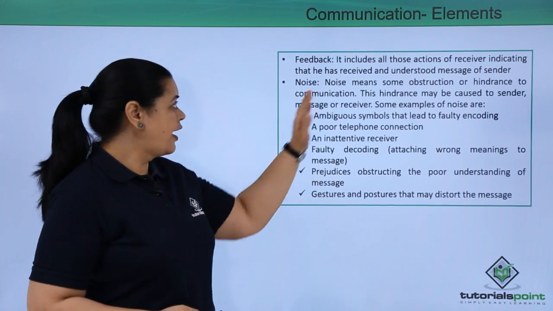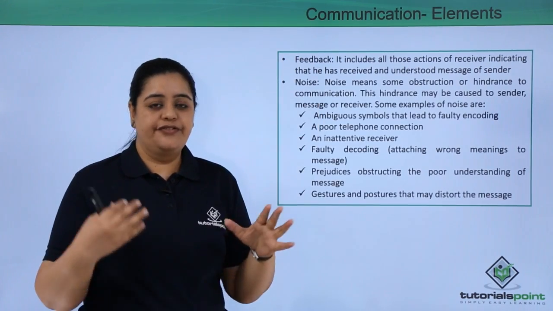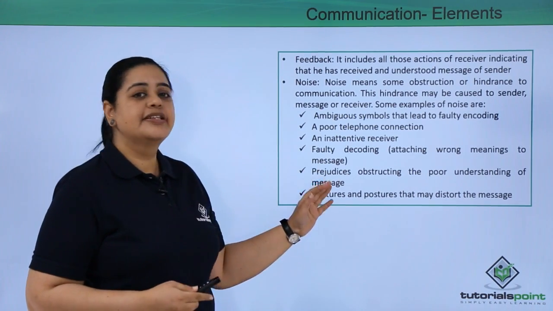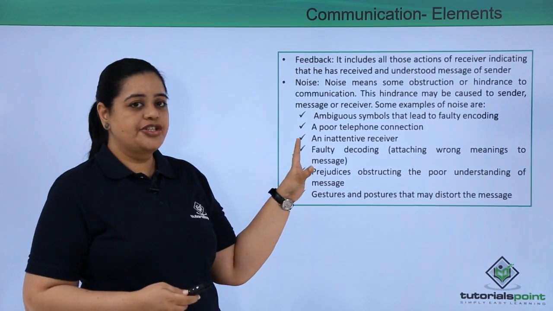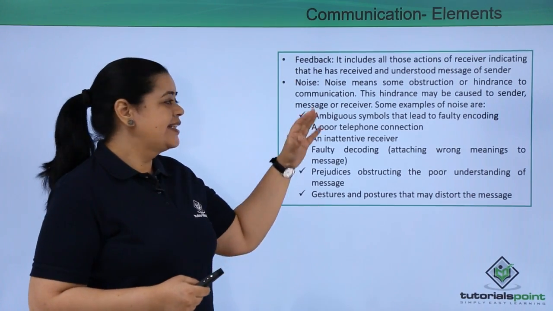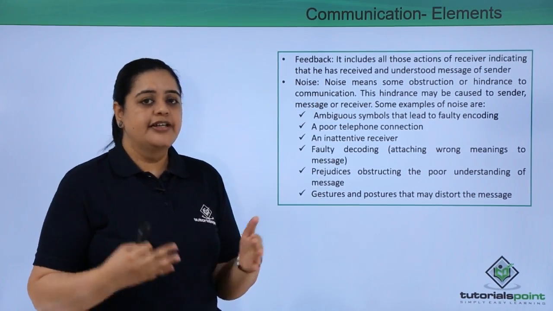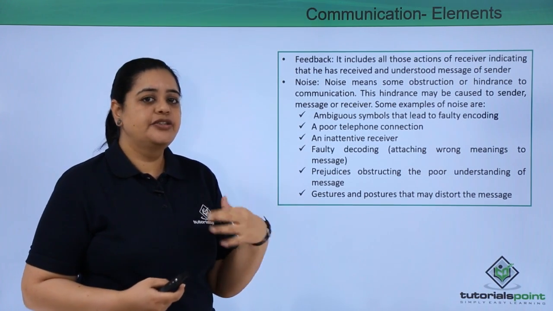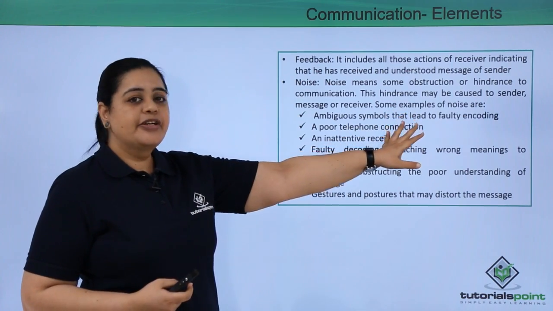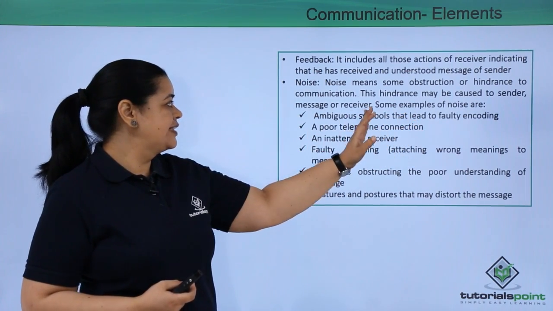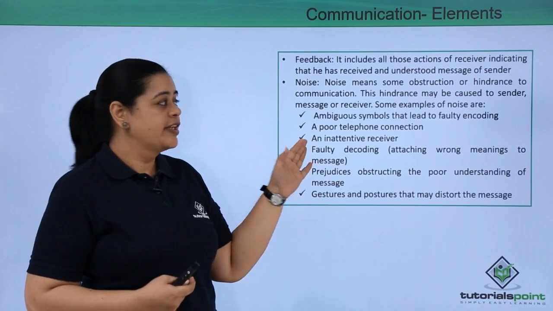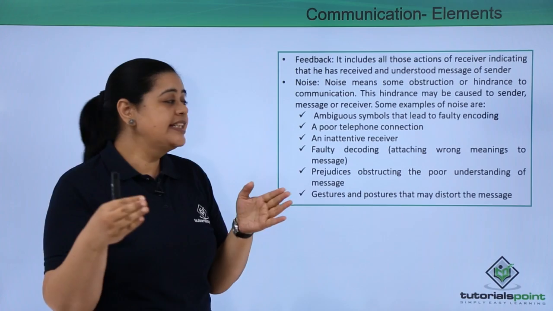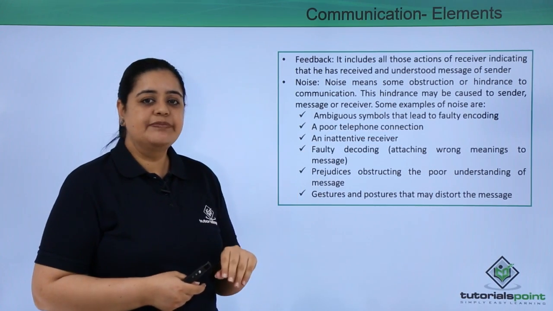Now, we also saw the noise which was there when the message was being sent. What is all that about? See, noise means an obstruction or a hindrance which is there when the communication is being made. So, sometimes when we are communicating, there would be noise or hindrance to the communication. Now, this can be caused to the sender, message or receiver. So, either the sender or the message or the receiver, any of these three could see this particular hindrance.